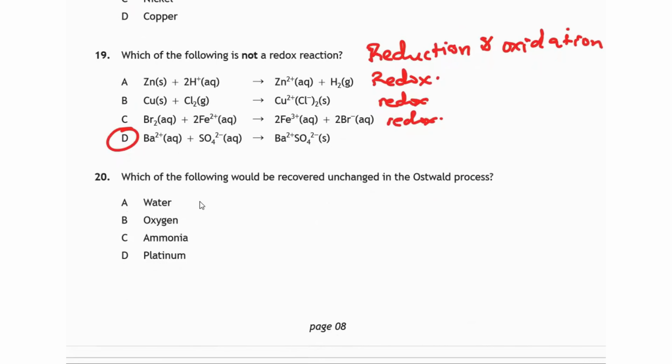Now number 20 says, which of the following would be recovered unchanged in an Ostwald process? The process of preparing nitric acid. When they say recovered unchanged, it is likely talking about the catalyst in the process, which is not used up. Catalysts are not used up in a reaction, so that will give us platinum.